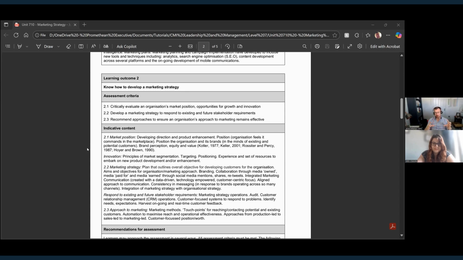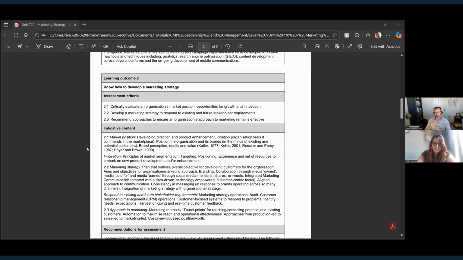So critically evaluate is our command verb. And again, we're looking at that evaluation. So what's your judgment on this thing? And be critical about that. What are the good parts about the position? What are the bad parts about the position? Try to bring a real judgment based on ideally some evidence of good and bad.